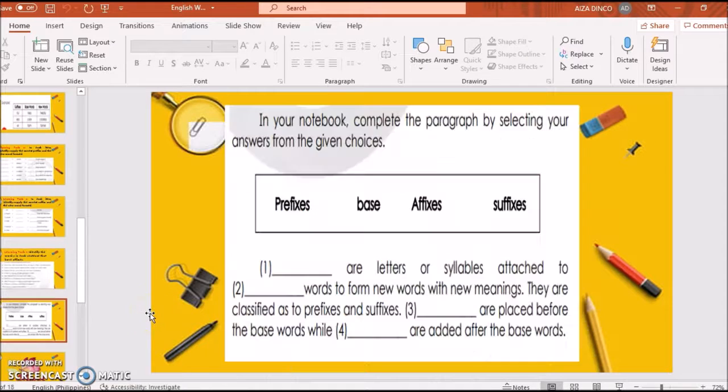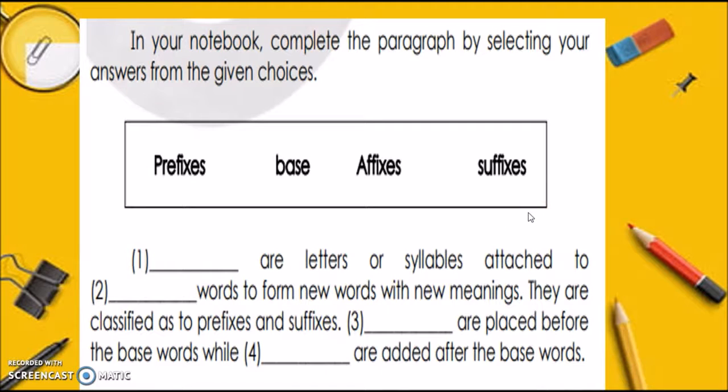Alright? So let's now proceed. Okay, so we are now here to our last activity for this week. So in your notebook, complete the paragraph by selecting your answers from the given choices. And our choices are prefixes, base, affixes, and suffixes. So, you will write the right word for each blank to complete the paragraph.